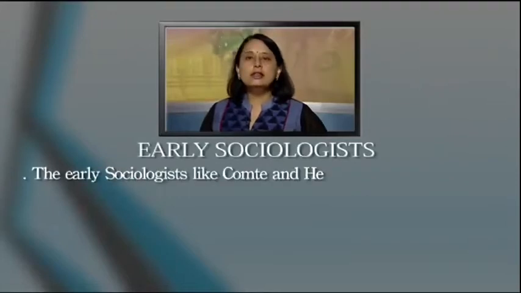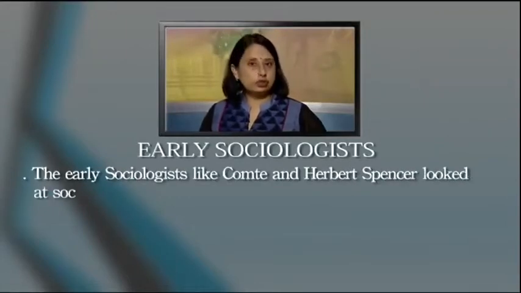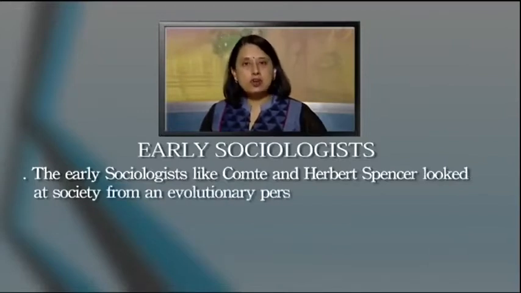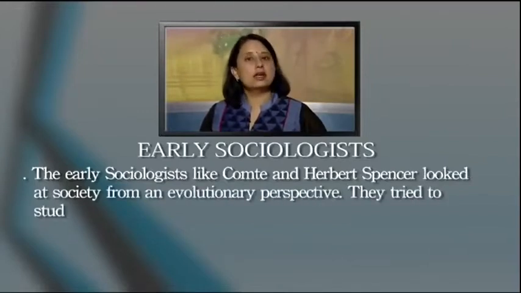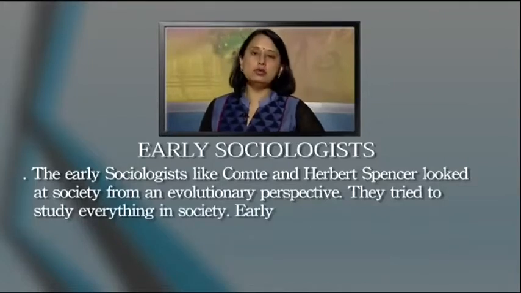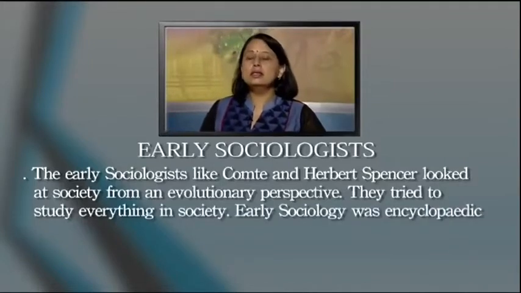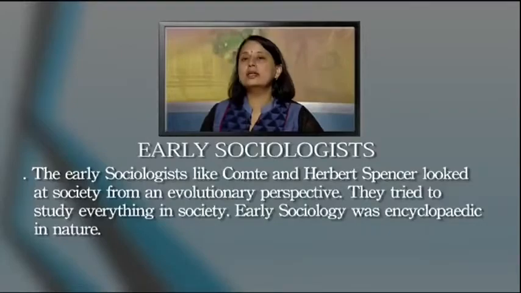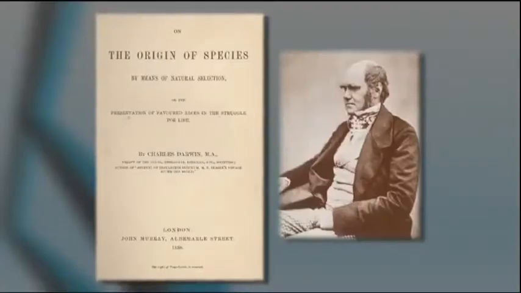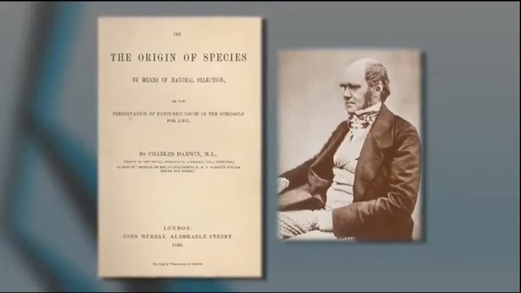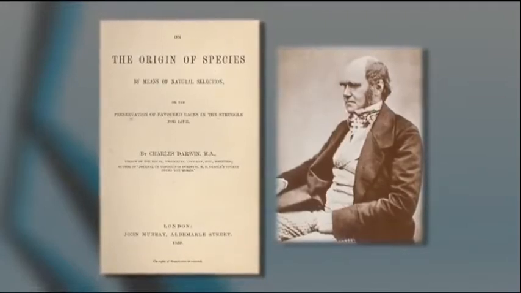Now, as far as the early sociologists were concerned, they looked at society from an evolutionary perspective. That means they tried to study everything in society. By the term evolutionary perspective, what I mean is that they were looking at how societies had emerged. And if you are familiar with history, then you would obviously know that this was also the time of Charles Darwin, the famous scientist who wrote a book called The Origin of Species.